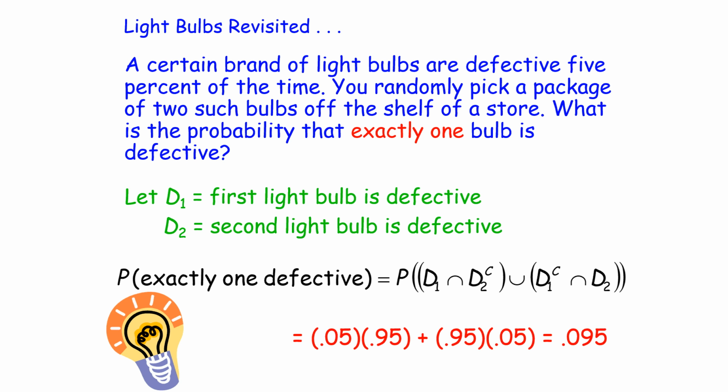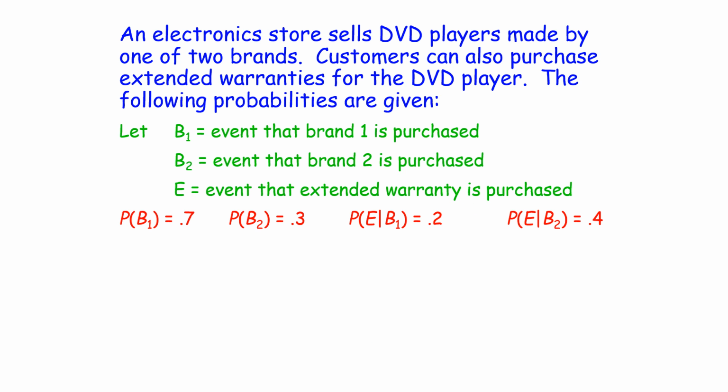Let's do a different example. An electronics store sells DVD players made by one of 2 brands. Customers can also purchase extended warranties for the DVD player. The following probabilities are given. B sub 1 is the event that brand 1 is purchased, B sub 2 will be the event that brand 2 is purchased, and E will be the event that an extended warranty is purchased.